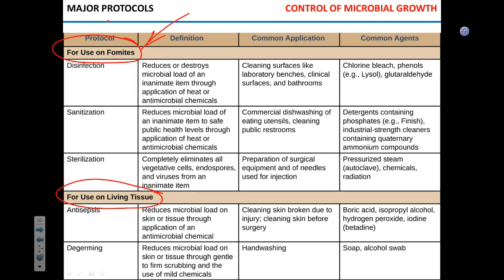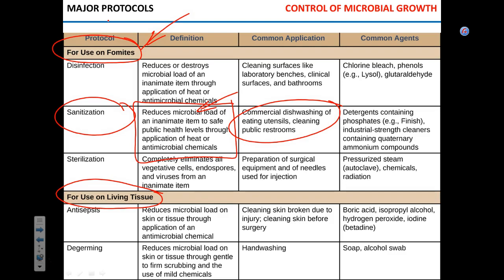So major protocols that are used on the fomites, there are three of them. The sanitization protocols are quote-unquote least clean. Okay? So they reduce the microbial load but never eliminate microbes completely. When you run a dishwasher cycle or you clean a restroom applying chlorine bleach, essentially you do sanitization. You do poison some of the microbes, but you will never poison all of them. Does that make sense?